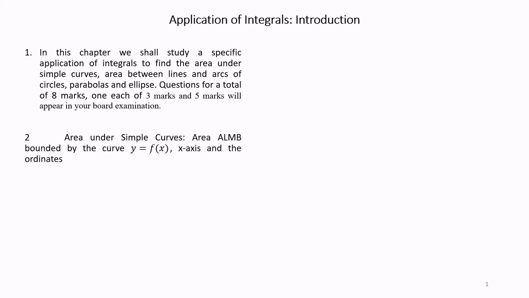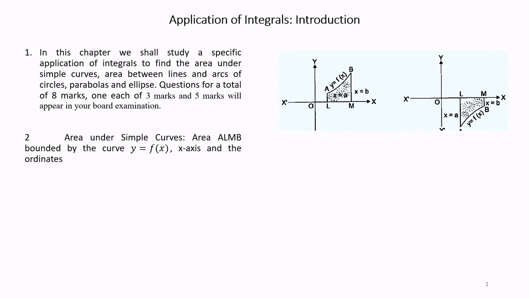Area under simple curves. The area ALMB bounded by the curve y equals f(x), the x-axis and the ordinates x equals a and x equals b, as shown in the figure, is given by the modulus of the integral from a to b of y dx. You please see here.